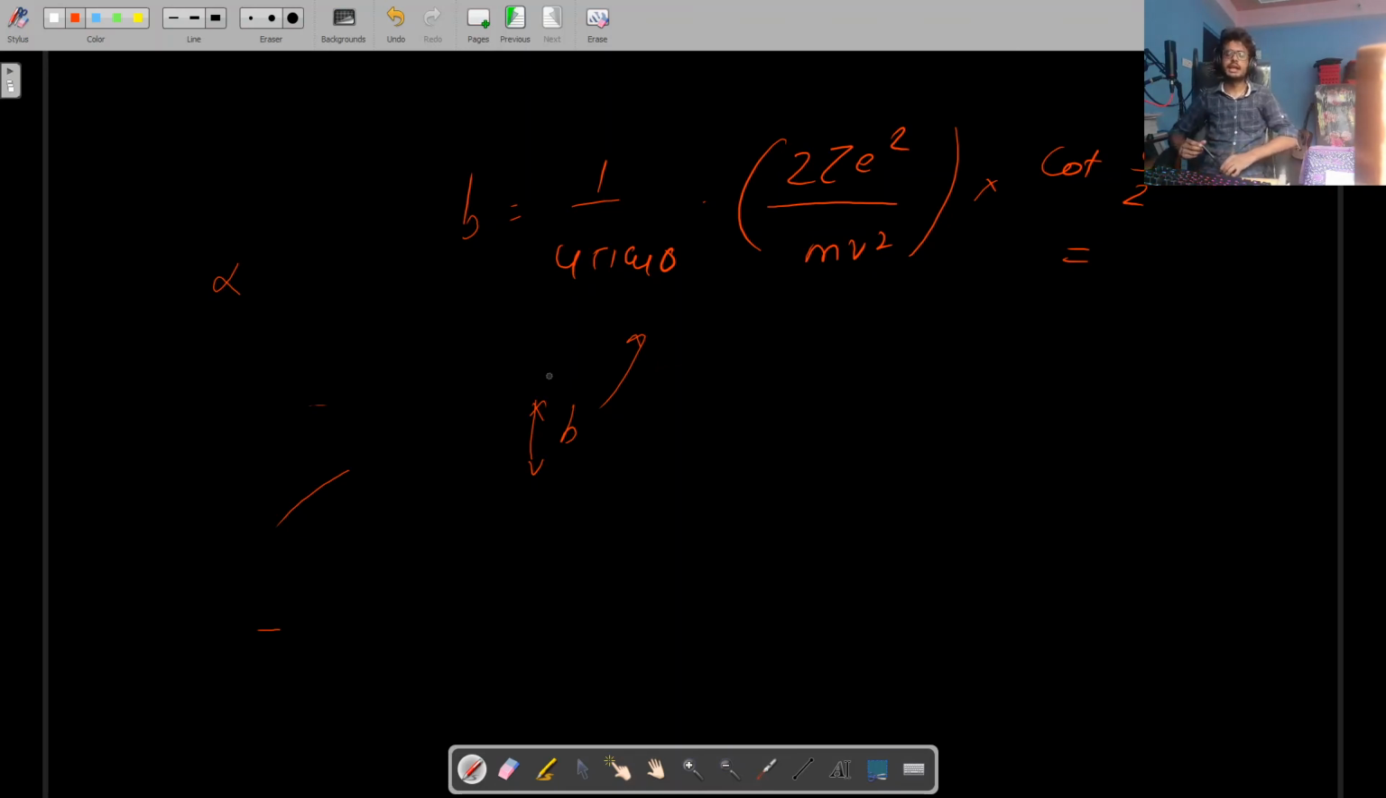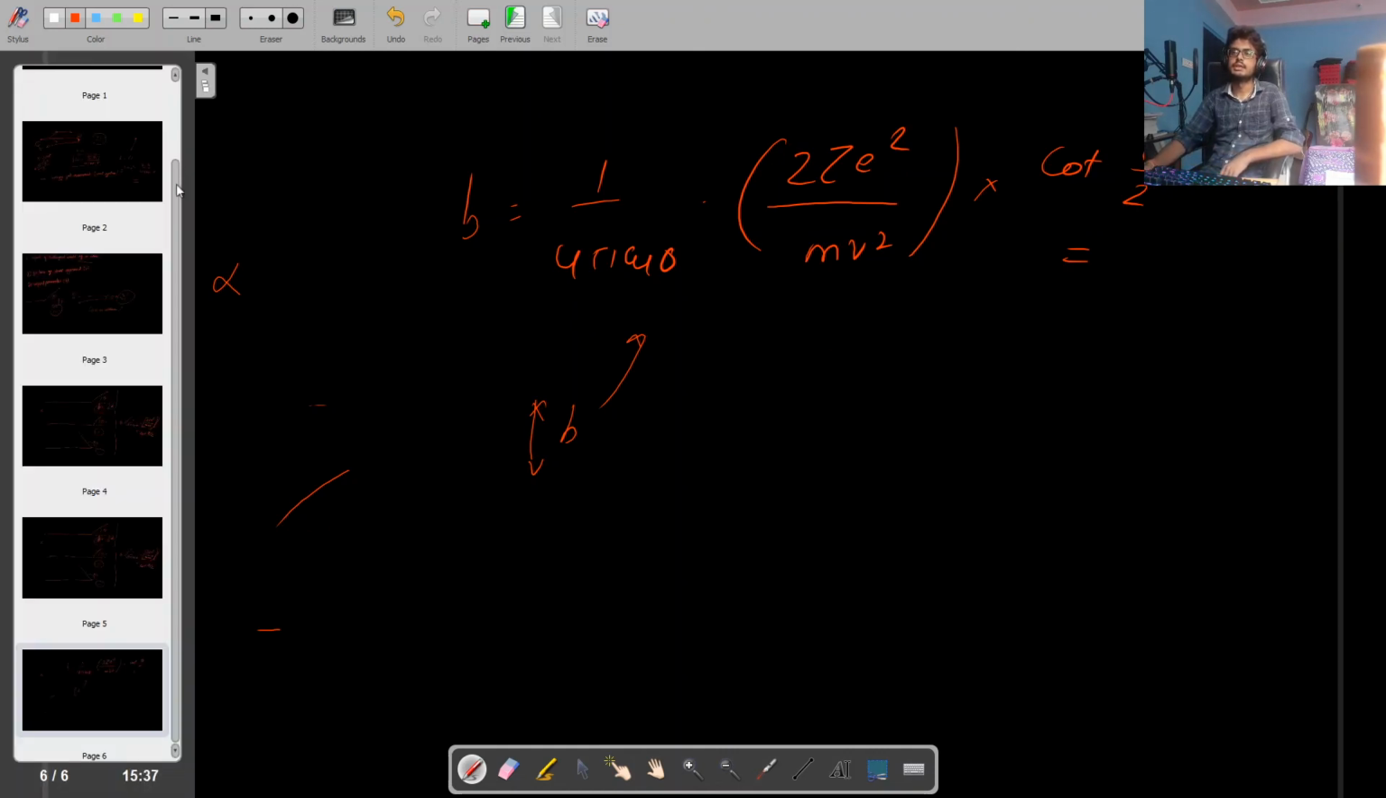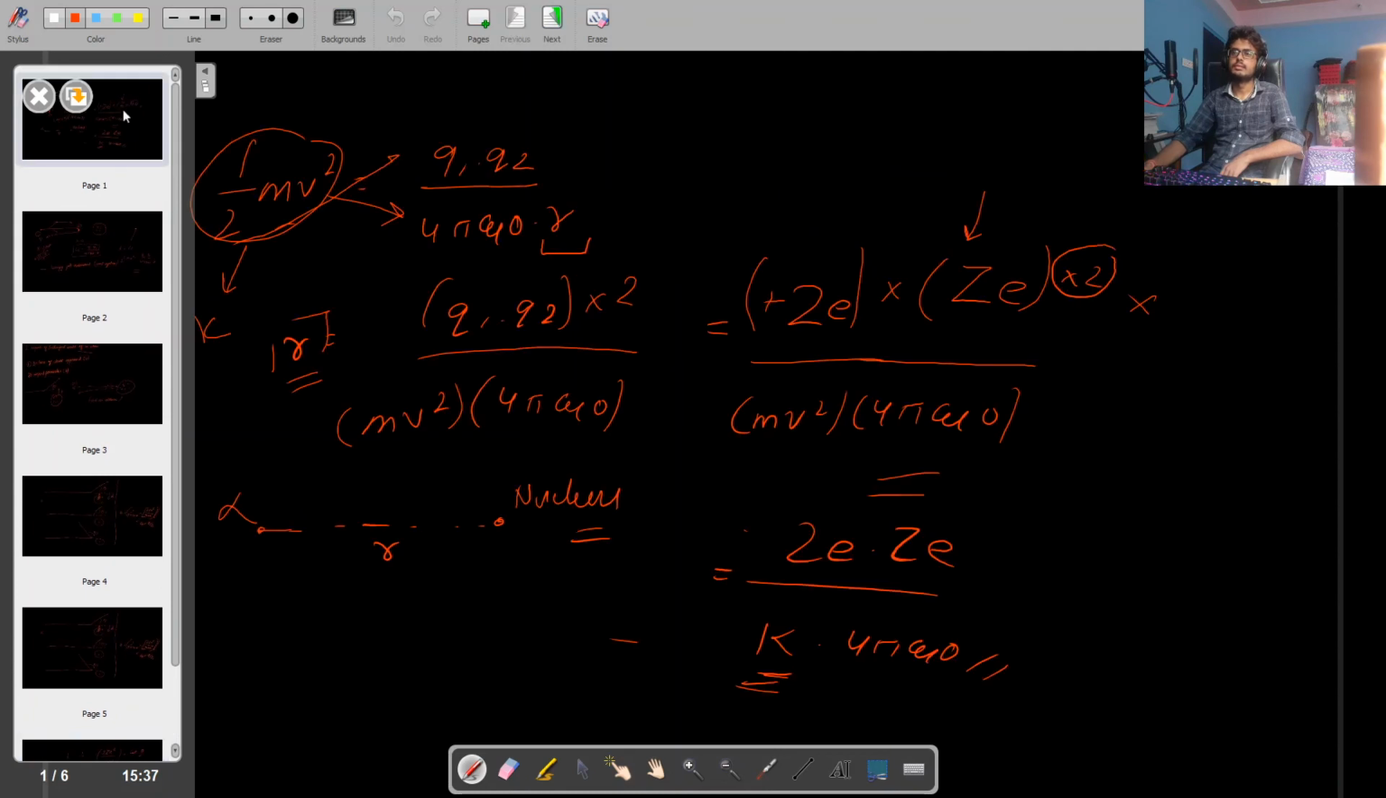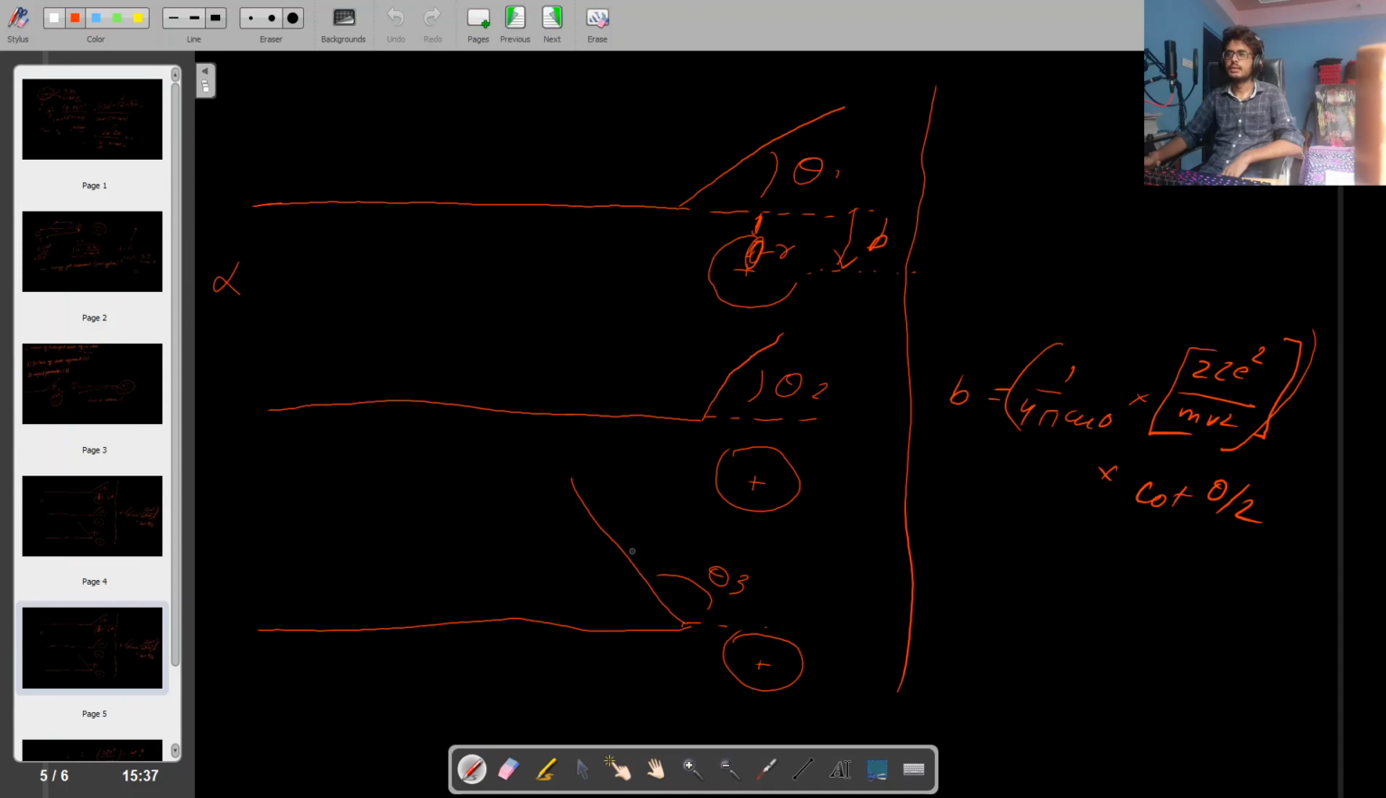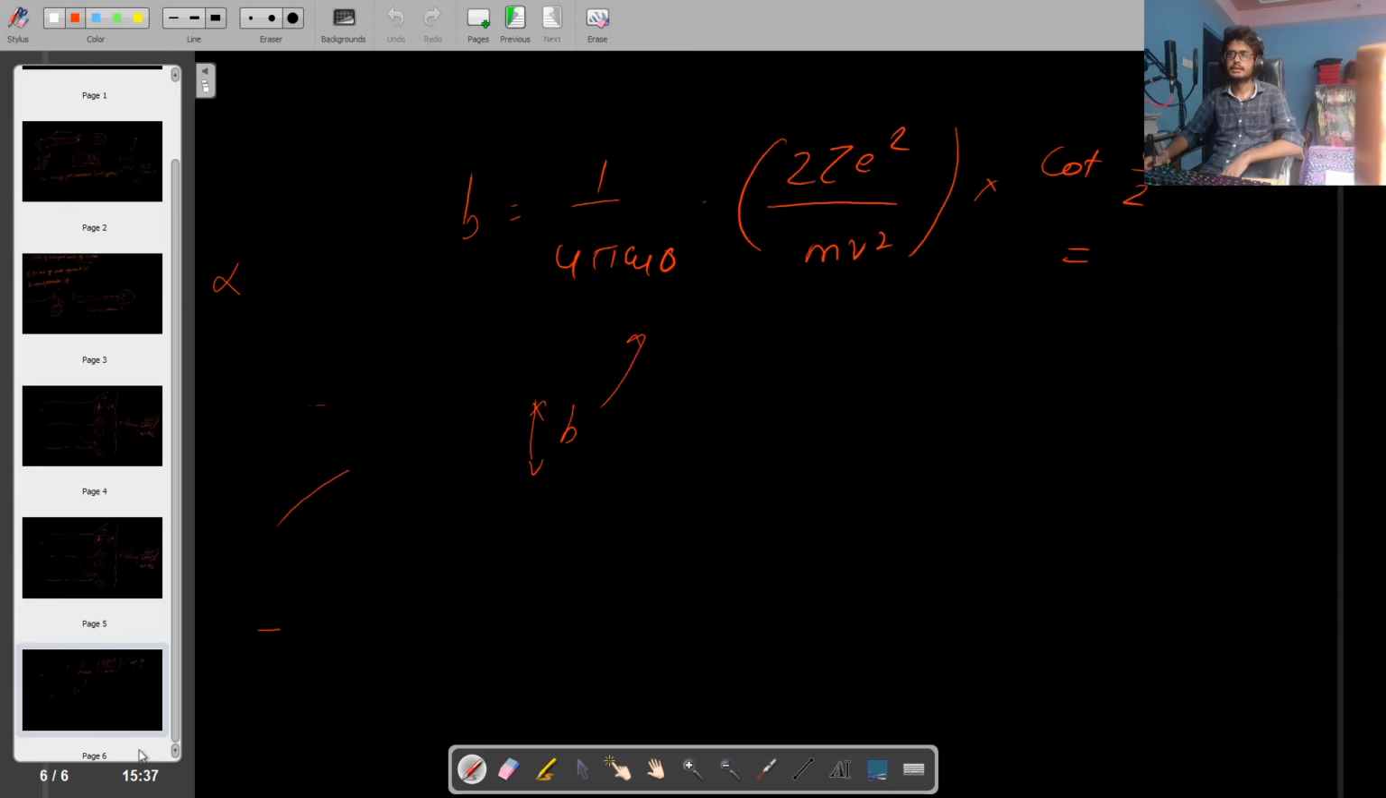So if they ask you to write about the two parameters of the Rutherford's model of an atom, you'll have to write these two. The first parameter is the distance of closest approach, that is R. That R is derived with this formula, and we get the final thing here. And the last thing that you need to write is this one, the distance. This is the impact parameter. Distance of closest approach was R, and this B is the impact parameter.